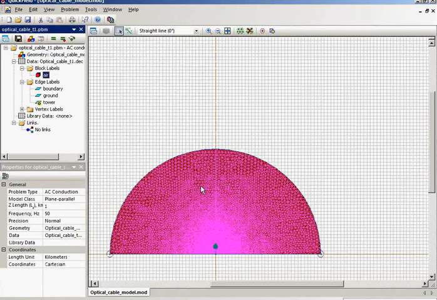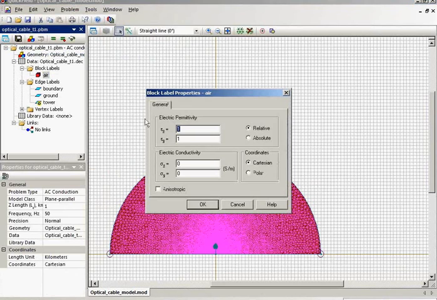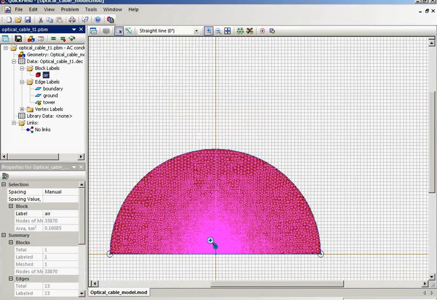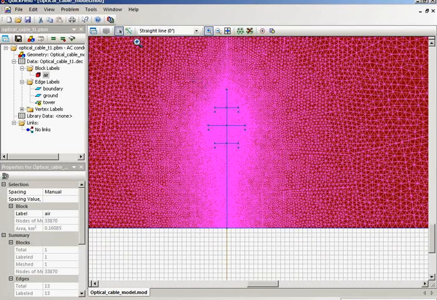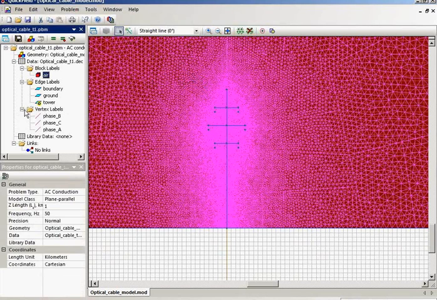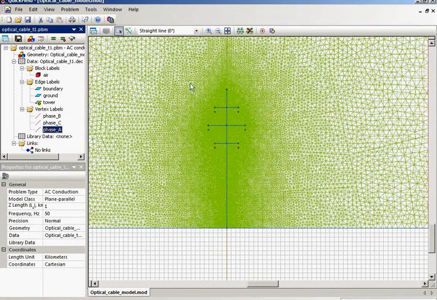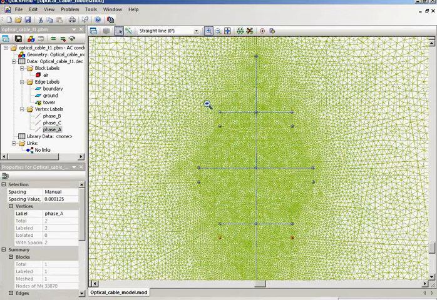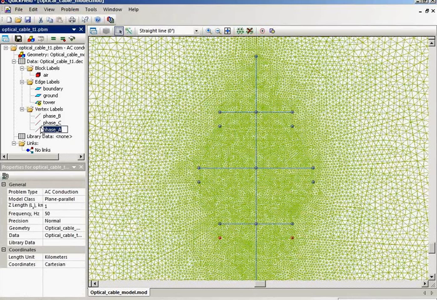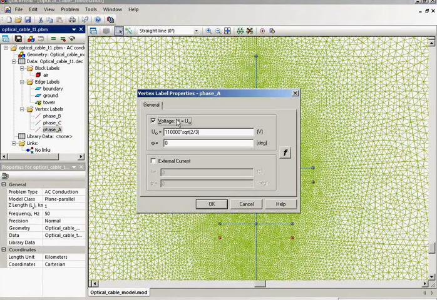Again, we have the air block and the electric permittivity of the air is specified. And this is our transmission line. There are two chains of these conductors. These are the conductors A, B, and C. And for each conductor, I specify the voltage, the magnitude of the voltage, and the phase.